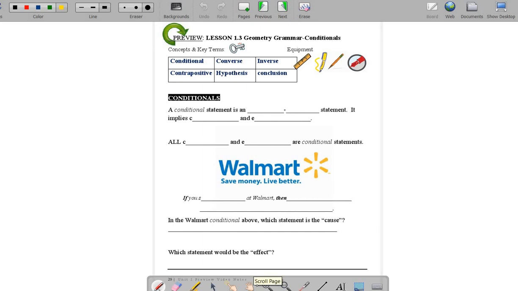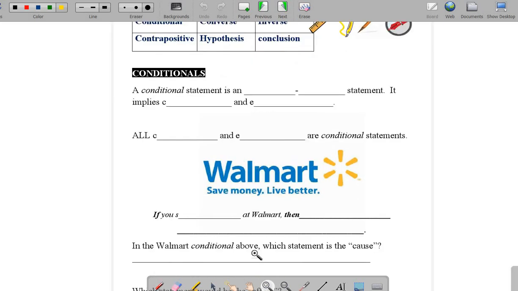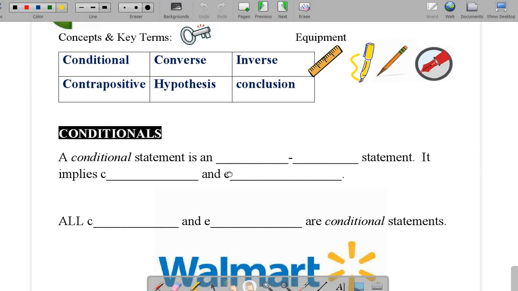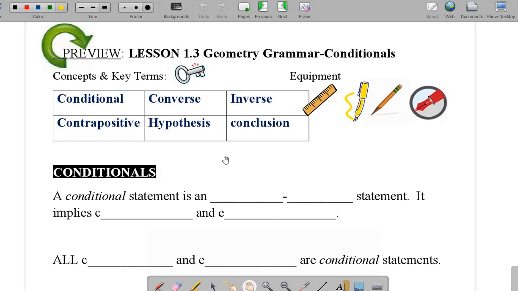All right, today, so that was our alphabet, and after you learn an alphabet, you generally learn grammar, how words are put together to form sentences. And the grammar of geometry are what are called logic rules. The first one we're going to learn is something called conditional statements.